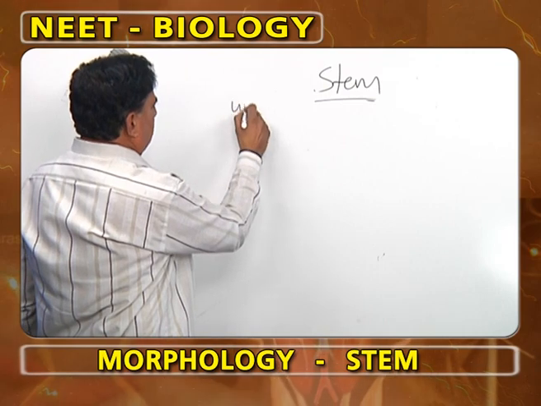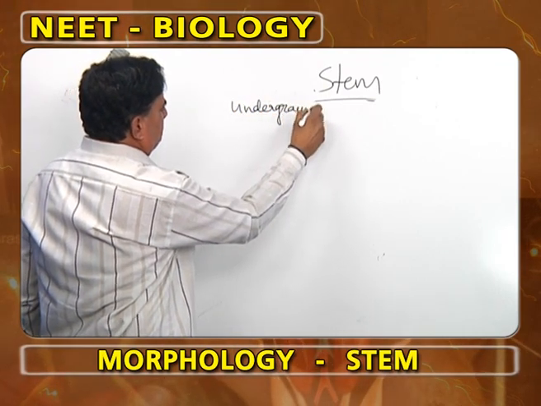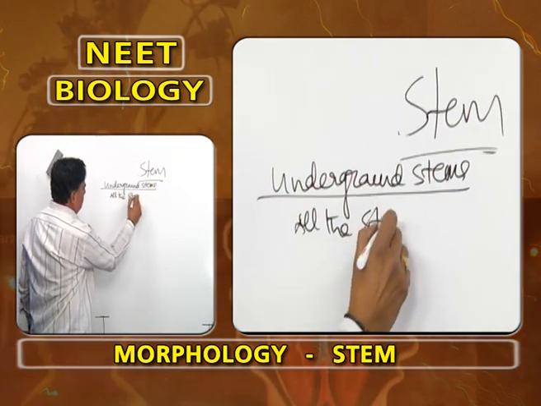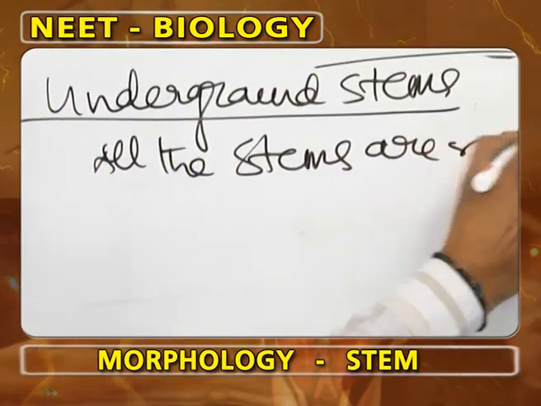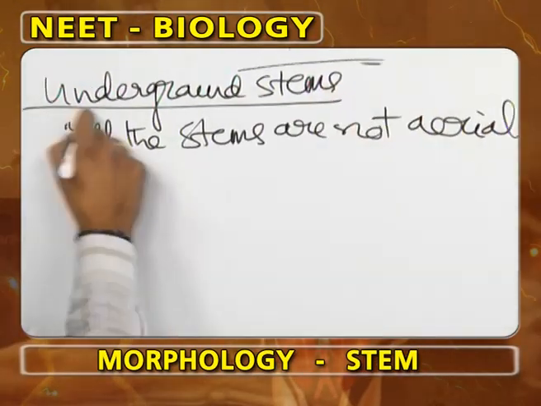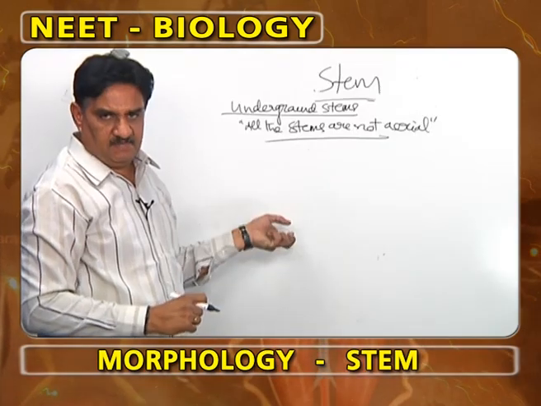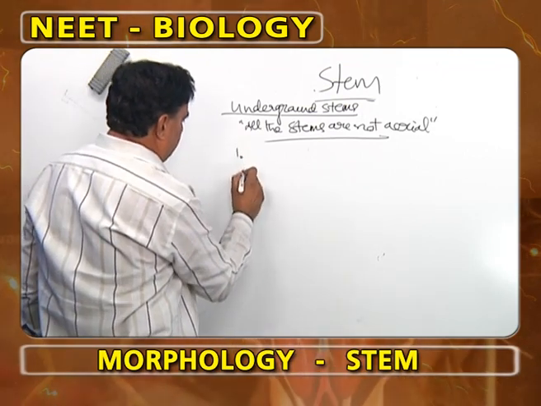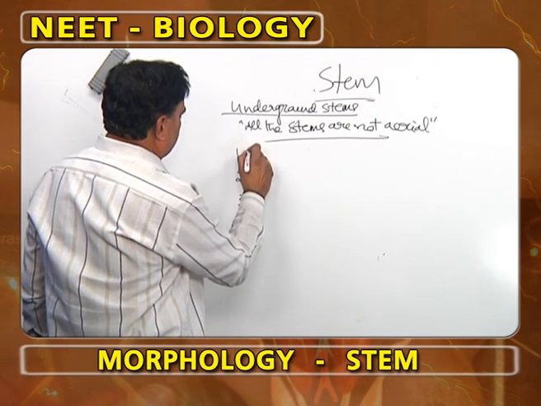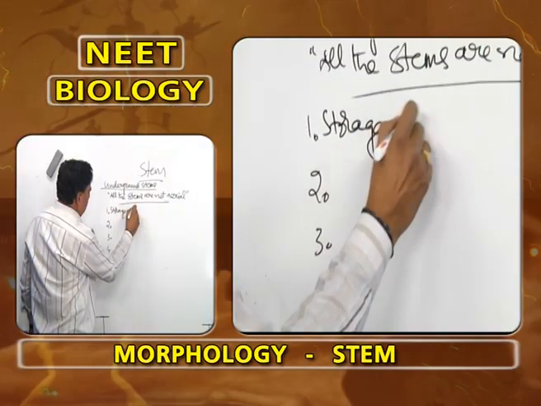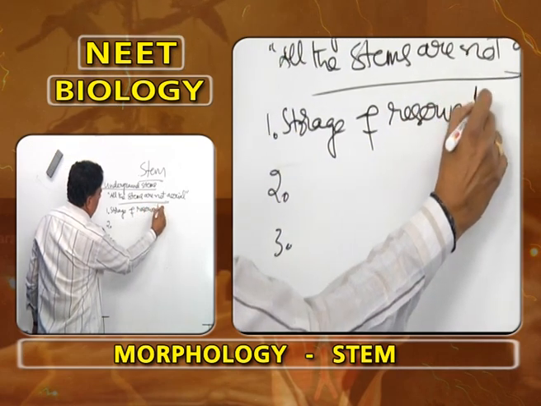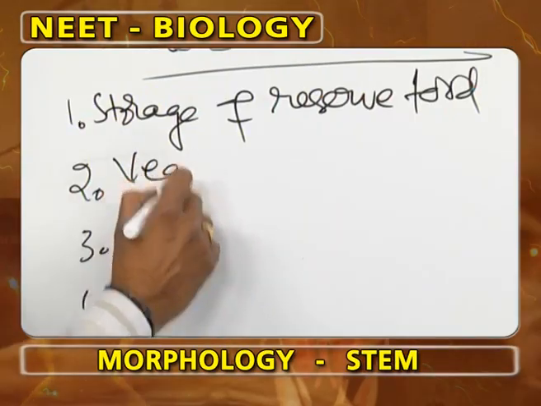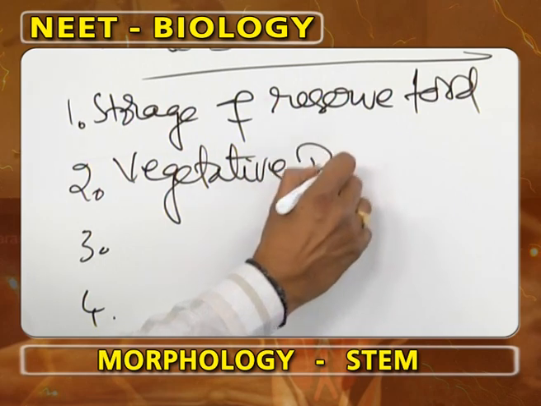Now, coming to the last one, underground stem modification. Underground stem modifications prove that all stems are not aerial. There are some stems which are present even underground. The speciality of underground stems is that they perform different functions. One, they help in the storage of reserve food. Two, they help in vegetative propagation.